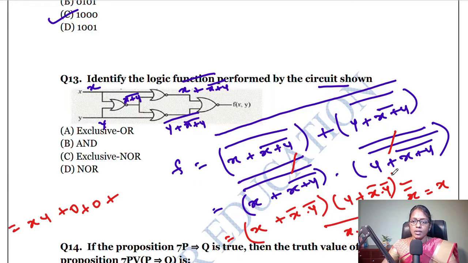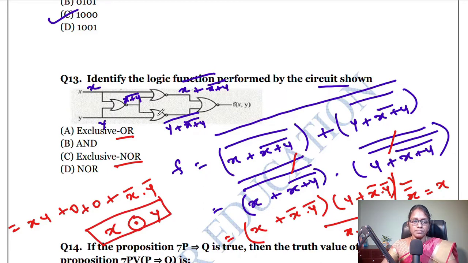So these are all the laws, right? So you can write it as x bar dot y bar. So what is this? xy plus x bar y bar, that is equal to exclusive NOR. This is not an exclusive OR, it is exclusive NOR. Be very careful in the question. This is an exclusive NOR question. Okay, so option C is the correct answer, exclusive NOR.